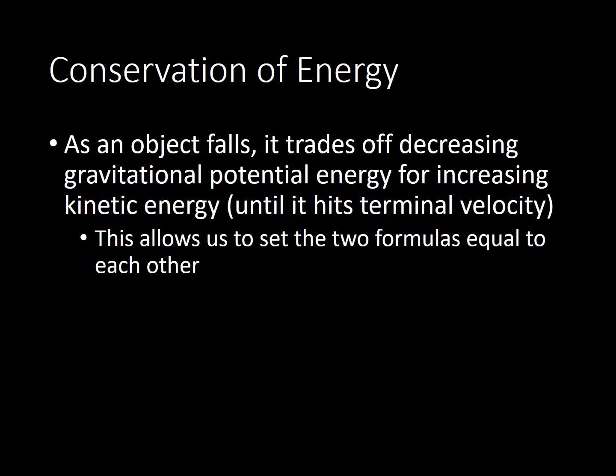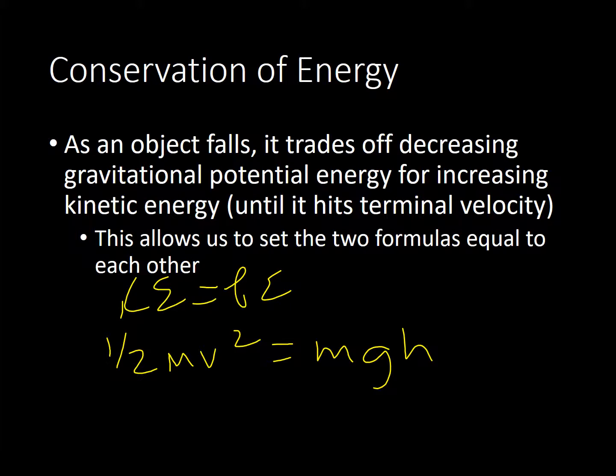The last thing we want to look at is the conservation of energy again. Remember that the conservation of energy says that energy can't be created or destroyed, it changes forms. So we have this energy conversion that goes back and forth between gravitational potential energy and kinetic energy as an object falls. As an object falls, it trades off decreasing gravitational potential energy because it's getting lower for increasing kinetic energy because it's speeding up until it hits its terminal velocity. Because of this, we can set the two formulas equal to each other. So we can say that KE equals PE, or 1/2 mv squared is equal to mgh. And that actually will allow us to solve for other variables that we aren't given the other way around.